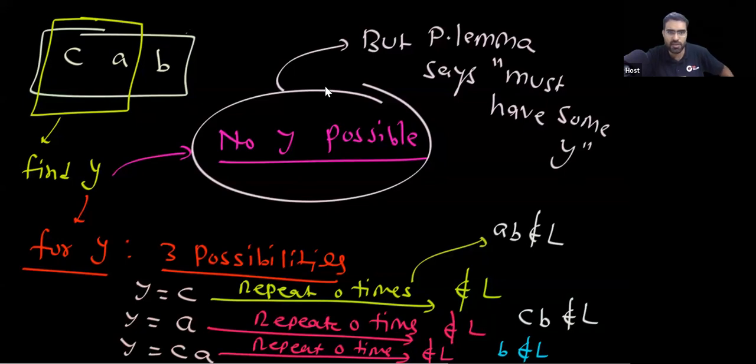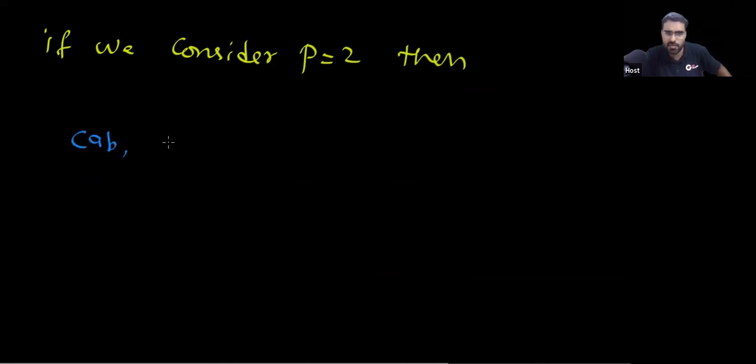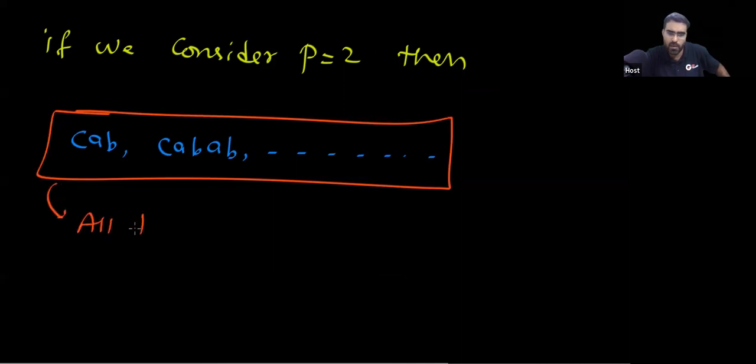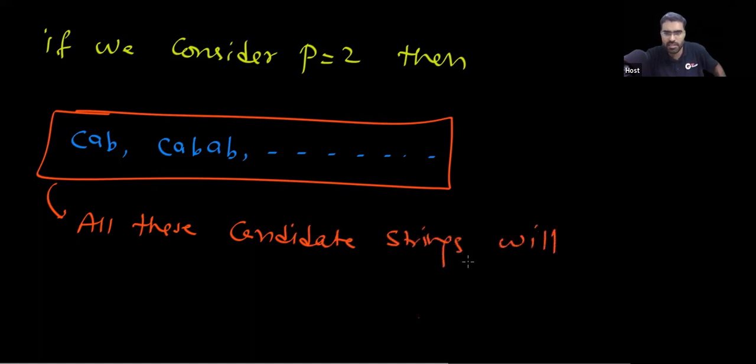So can I say that this string will violate the pumping lemma if you consider p equal to 2? Again, you can easily notice: if we consider p equal to 2, then these strings are the violating strings. CAB, AB, and all these candidate strings will violate the pumping lemma.